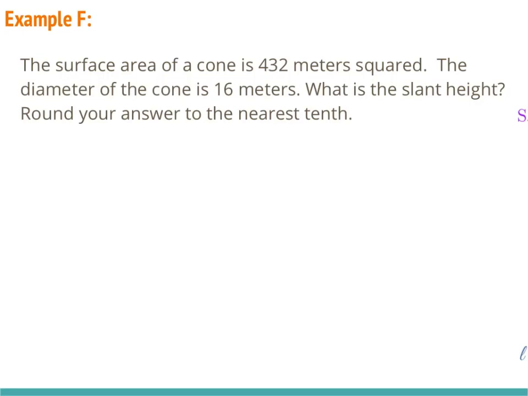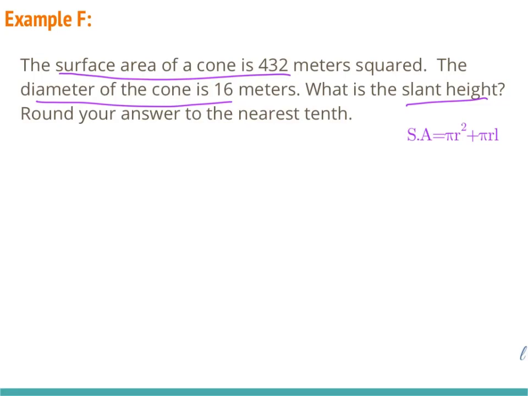Now let's go ahead and pull some important information since I don't have a picture to look at. It says the surface area is 432, so that's important to know. The diameter of the cone is 16, that's important to know. And we're trying to find the slant height. So it looks like we're going to be working backwards like we were before. But the good news is they already told us we're working with surface area. They already told us we're working with cones. So we can just grab that formula for surface area of a cone that we've already used.